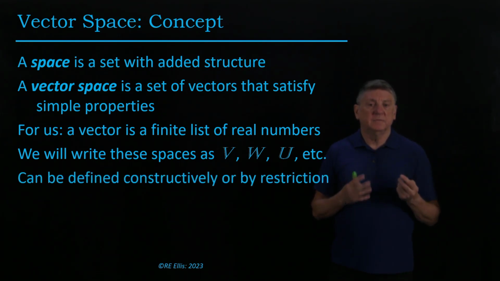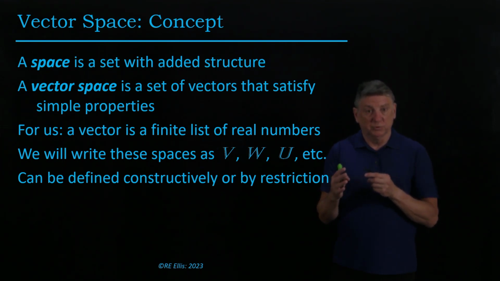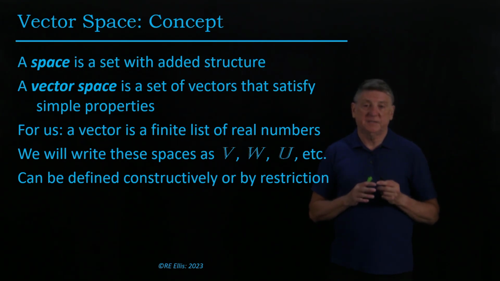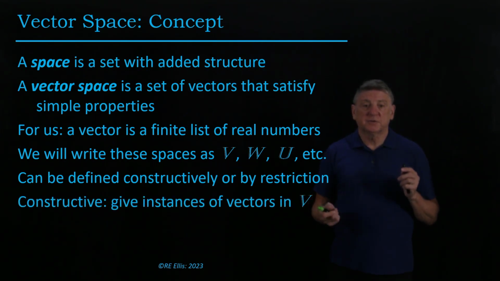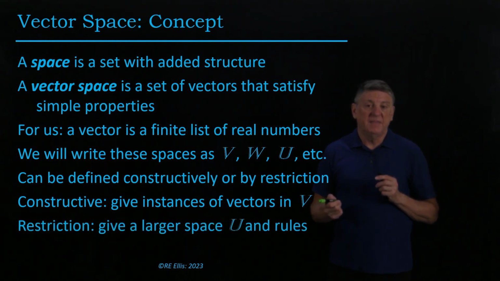And these spaces can be defined constructively, saying here are some examples and rules to get them, or by restriction, saying here are some size m vectors that cannot be in the space. The constructive method is to give some specific instances of v, and with restriction, we have some larger space, and then we have some rules that narrow it down to vectors in the space v.